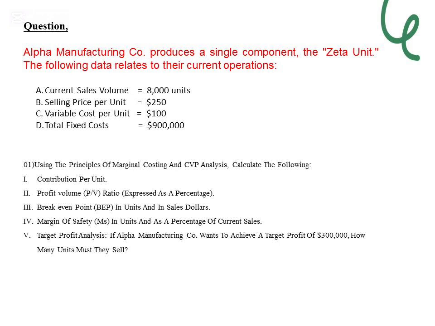Using the principle of marginal costing and CVP analysis, calculate the following: 1. Contribution per unit. 2. Profit volume ratio. 3. Break-even point in units and in sales dollars. 4. Margin of safety and as a percentage of current sales. 5. Target profit analysis. If the company wants to achieve a target profit of 300,000, how many units must they sell?